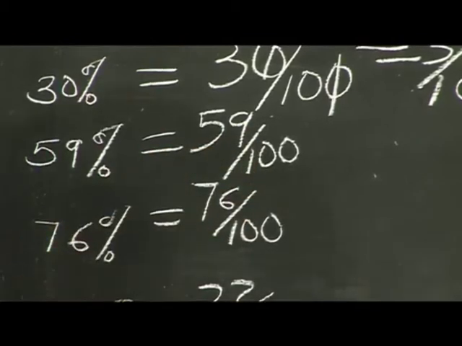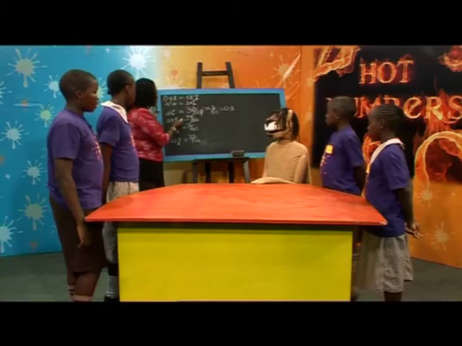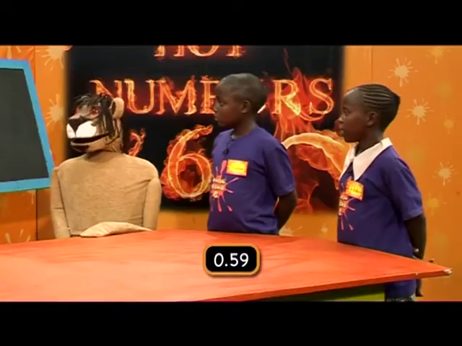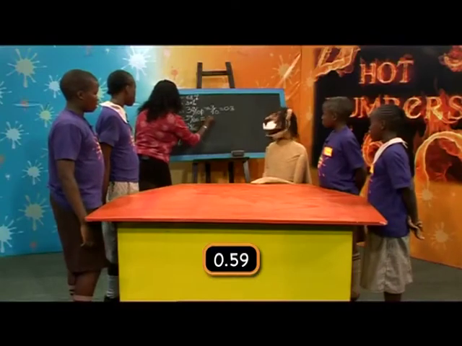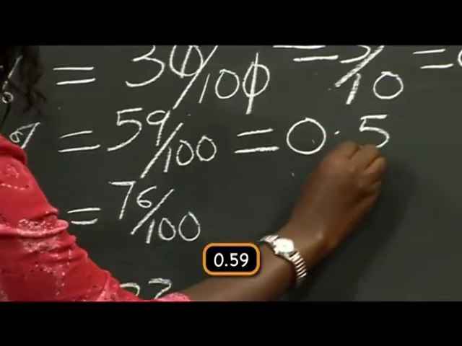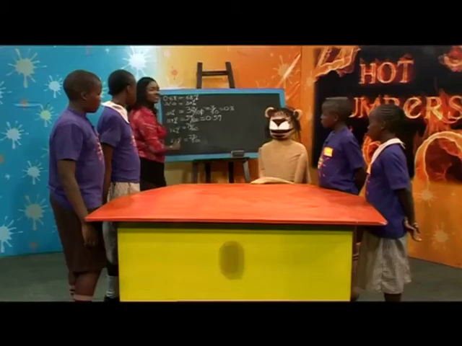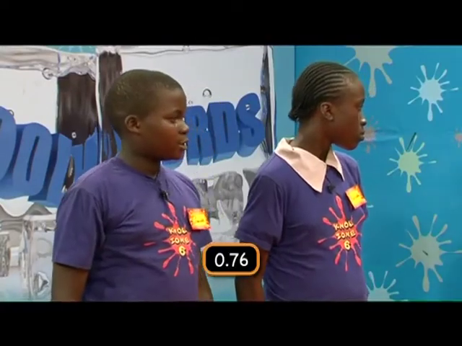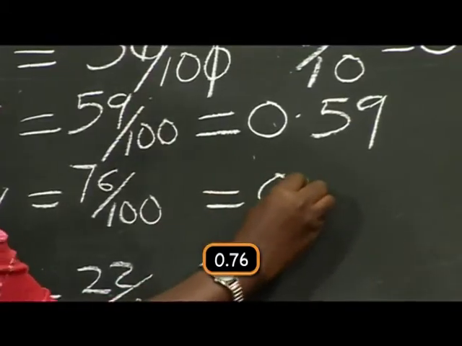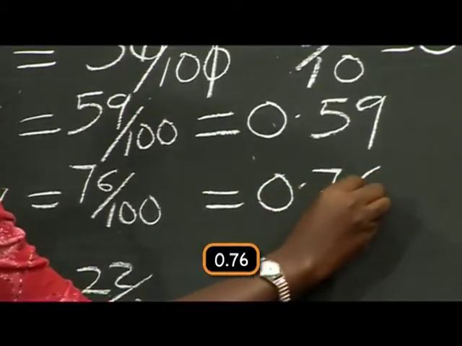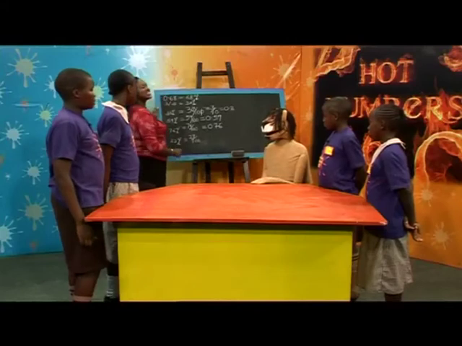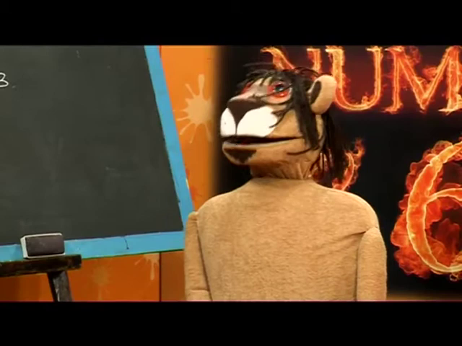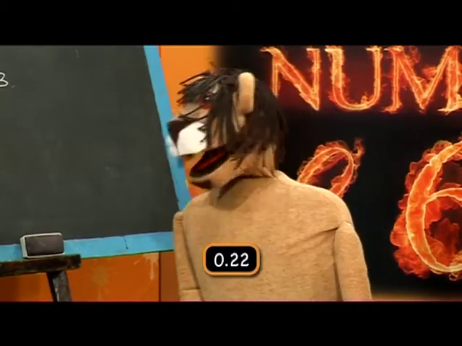Now, who can tell me what 59% is in decimal form? Yes, Achieng? 0.59. Very good. 0.59. How about 76%? Yes, Omondi? 0.76. And how about the last one here, 22%? Yes, Marara? That would be 0.22. Very good.